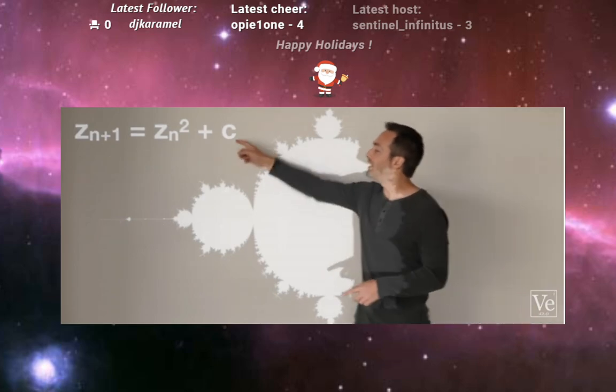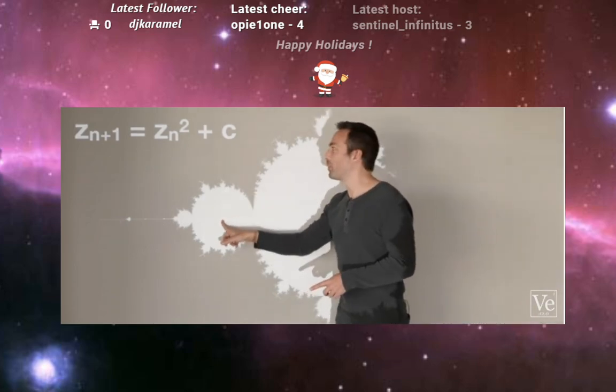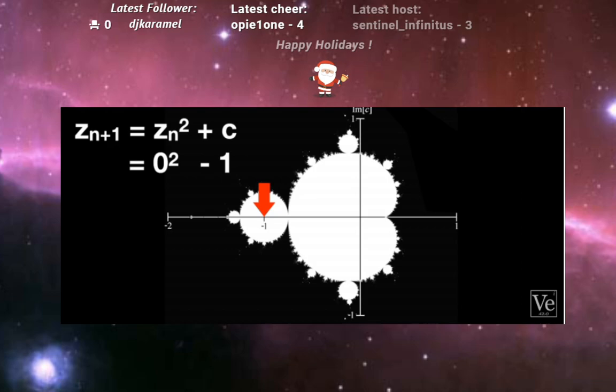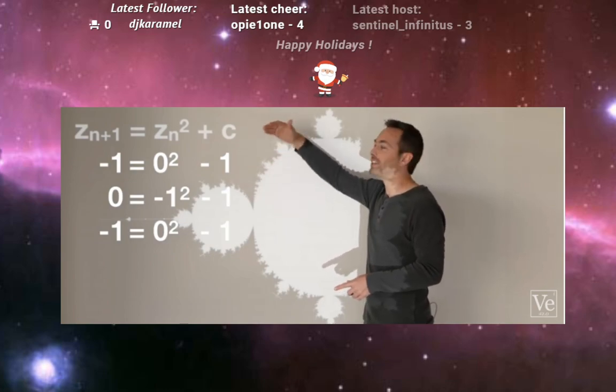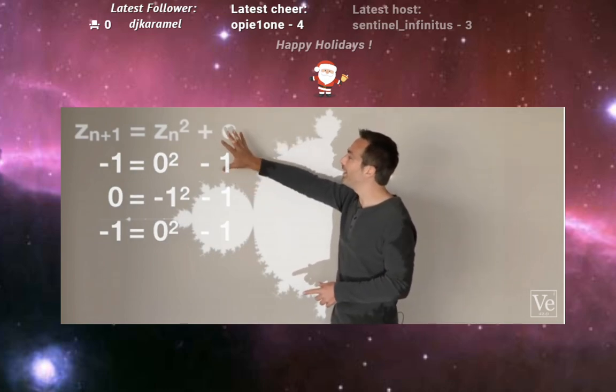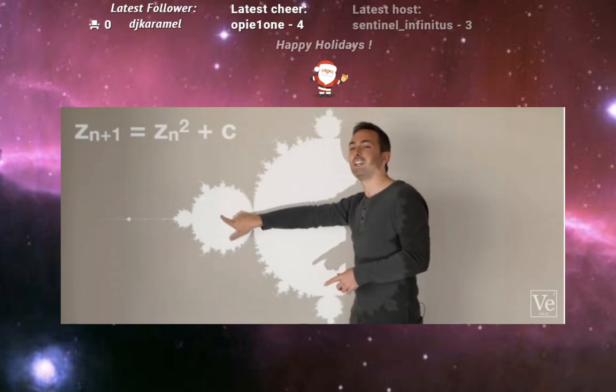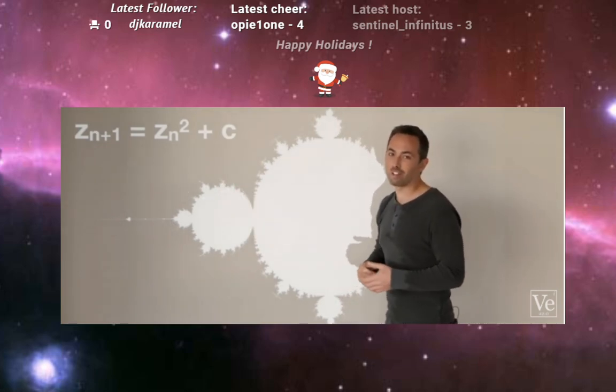What if we try c equals negative 1? Well, then we've got 0 squared minus 1 equals negative 1, negative 1 squared minus 1 equals 0, and so we're back to 0 squared minus 1 equals negative 1. So we see that this function is going to keep oscillating back and forth between negative 1 and 0, and so it'll remain finite, and so c equals negative 1 is part of the Mandelbrot set.